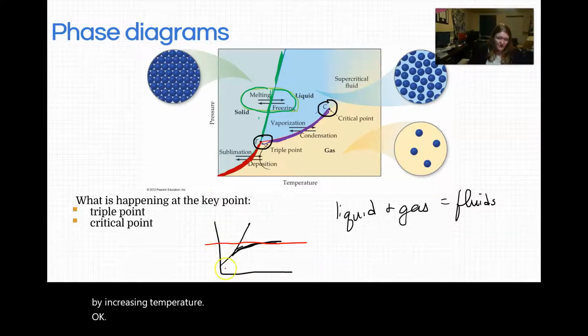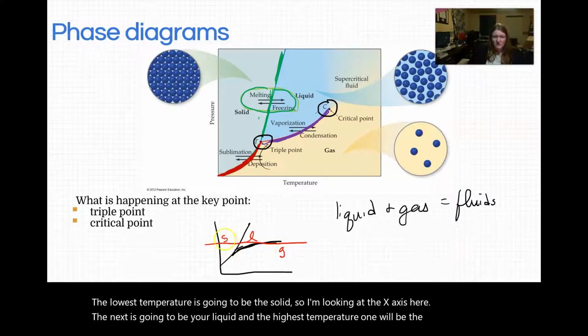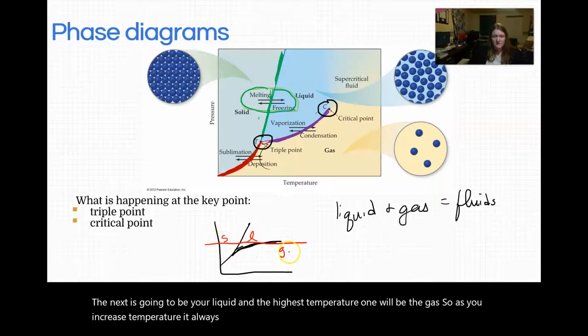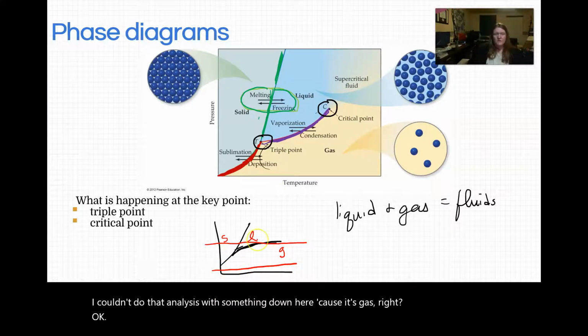The lowest temperature is going to be the solid. So I'm looking at the x-axis here. The next is going to be your liquid. And the highest temperature one will be the gas. So as you increase temperature, it always goes solid, liquid, gas. I couldn't do that analysis with something down here because it's all gas, right? Okay. So that's a good way of doing it.